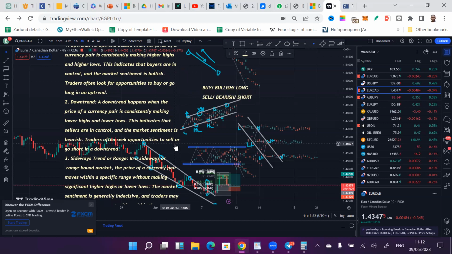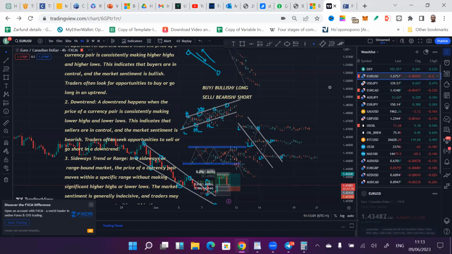I either wait. For me personally, when I'm in a ranging environment, the tendency is for me to want to wait and see what happens. I want to see a breakout of the range before I trade. Okay, so that's what I would say. Like I said in the class yesterday, I consider a breakout of a ranging environment a better opportunity when it comes to trading.